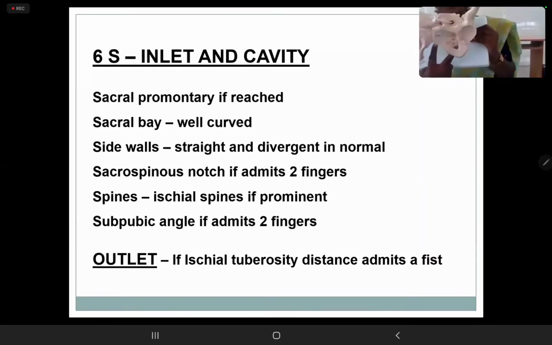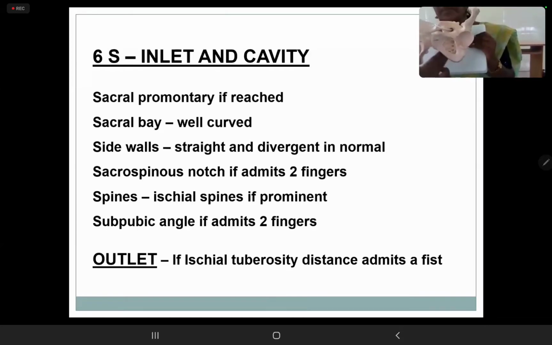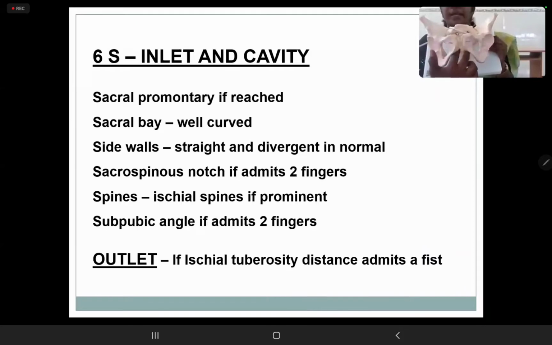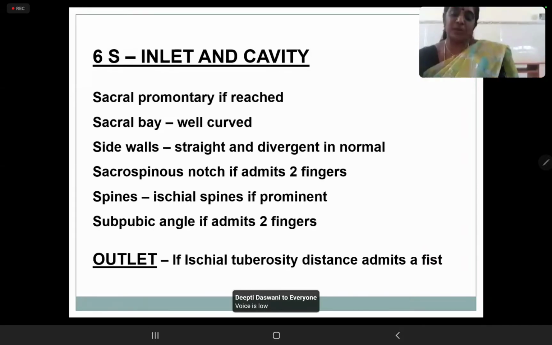We come to the inlet. Then the sacrosciatic notch. Then the diameter is your ischial spine. See, ischial spines are prominent. Then slowly see the subpubic angle, whether the subpubic angle is narrow or wide. It should at least admit 2 fingers easily. So here is quite a wide shape pelvis. Then after you take your hand out, the ischial tuberosity, the space should admit a knuckle. So that is the outlet.